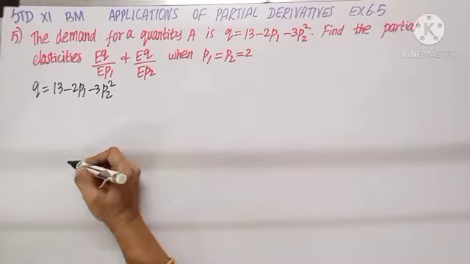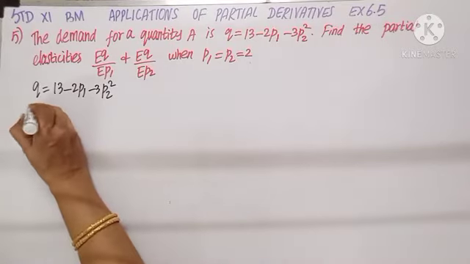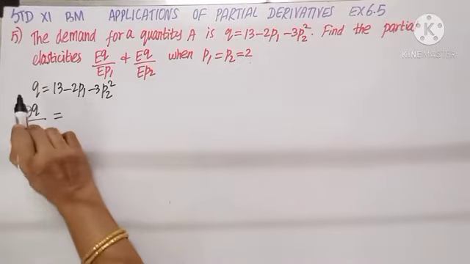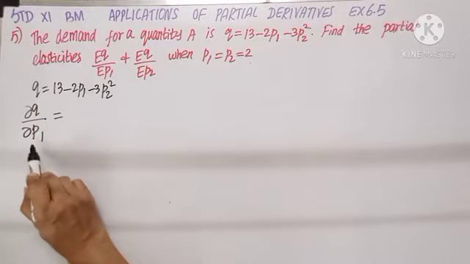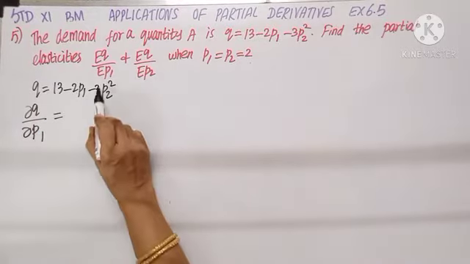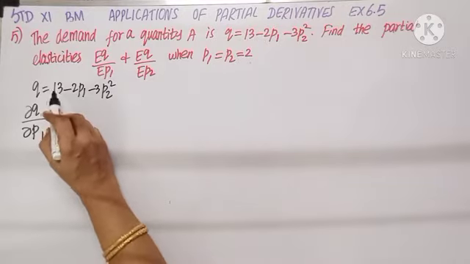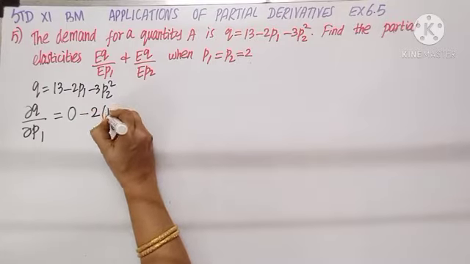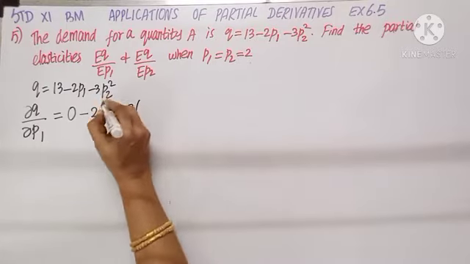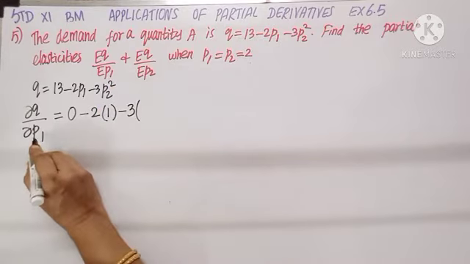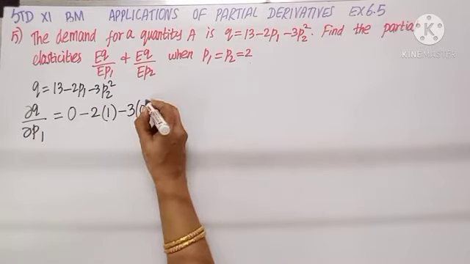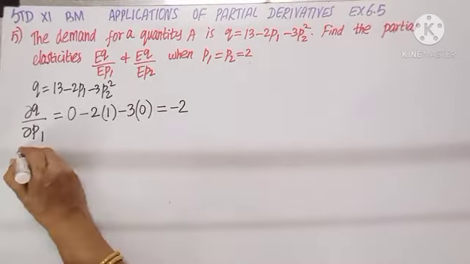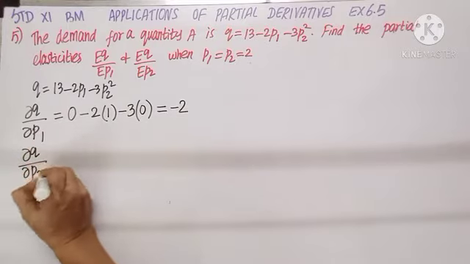Given Q, to substitute in the formula, I want dou Q by dou P1. Now, I differentiate Q partially with respect to P1. So, treat P2 as a constant. 13 is a constant which becomes 0, minus 2P1 becomes minus 2, minus 3P2 square, because I am doing with respect to P1, this will become 0. So what is my answer? Minus 2.